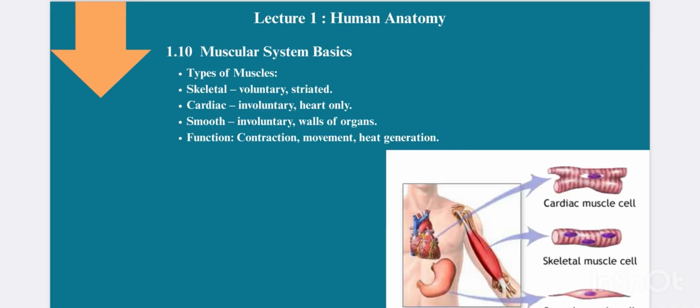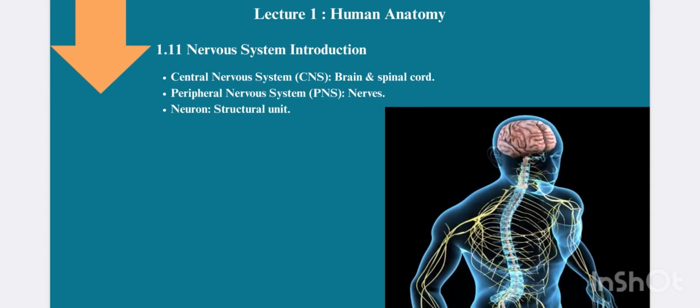Then muscular system. Basically, there are three types of muscles: skeletal, cardiac, smooth muscle. Skeletal is voluntary and striated. Then cardiac, involuntary, which is present in the heart only. And then smooth, involuntary, which is present in walls of organs. And basically the functions are contraction, movement and heat generation.